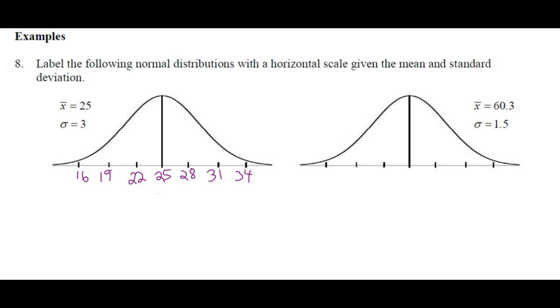Okay, so this is the mean, mu. This is mu plus sigma. This is mu plus 2 sigma. This is mu plus 3 sigma, right? So you gave me the mean, you gave me the standard deviation. Here's the mean. This will be a little bit tougher because we've got some decimals going on. So the mean, where do I put the 60.3? In the middle.